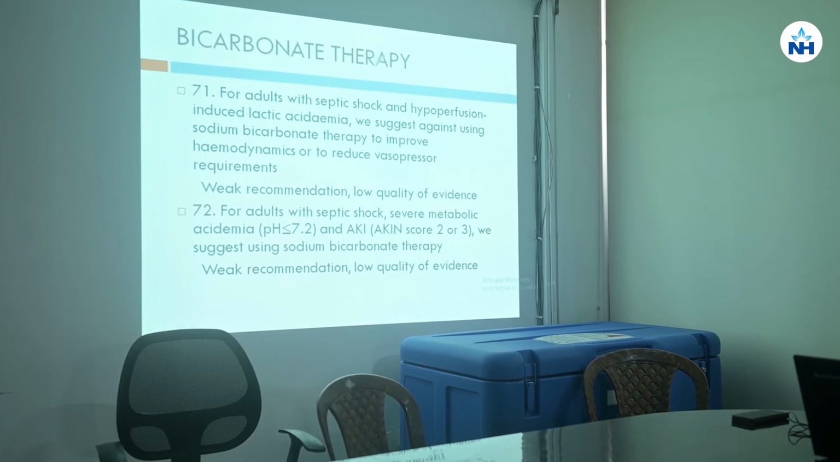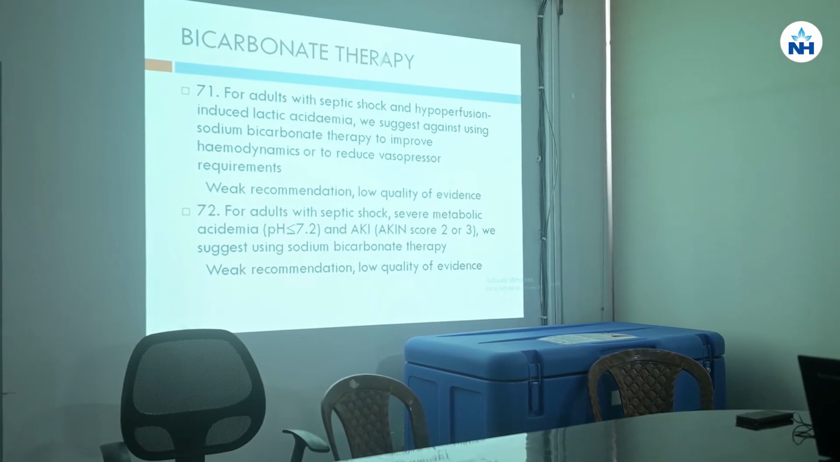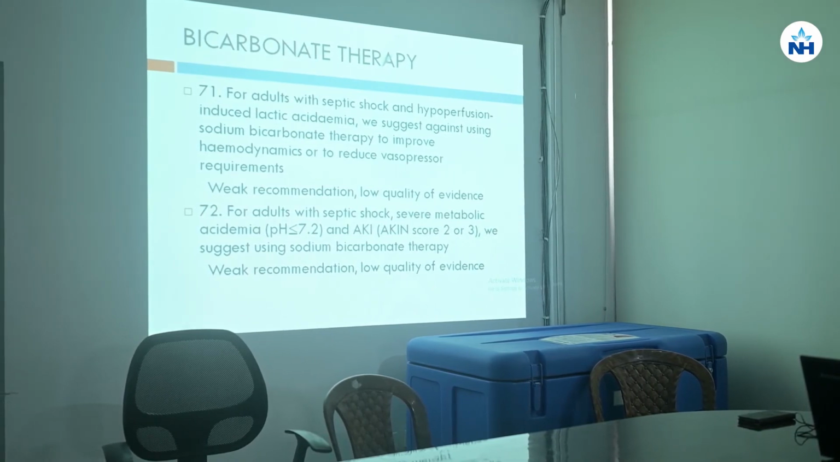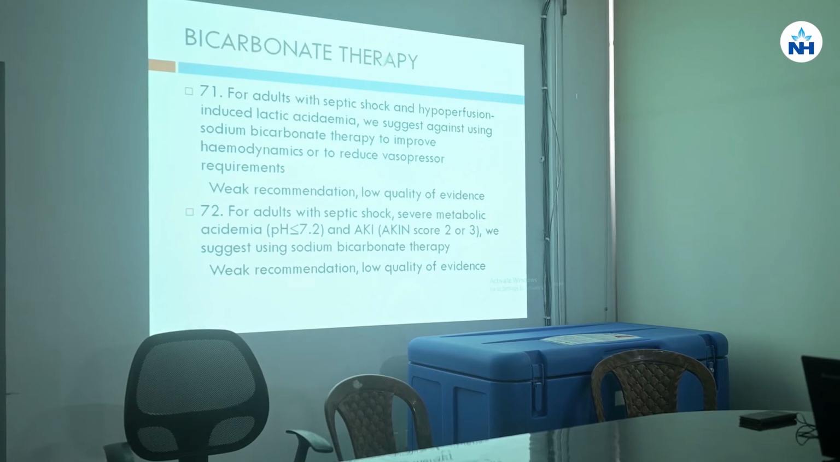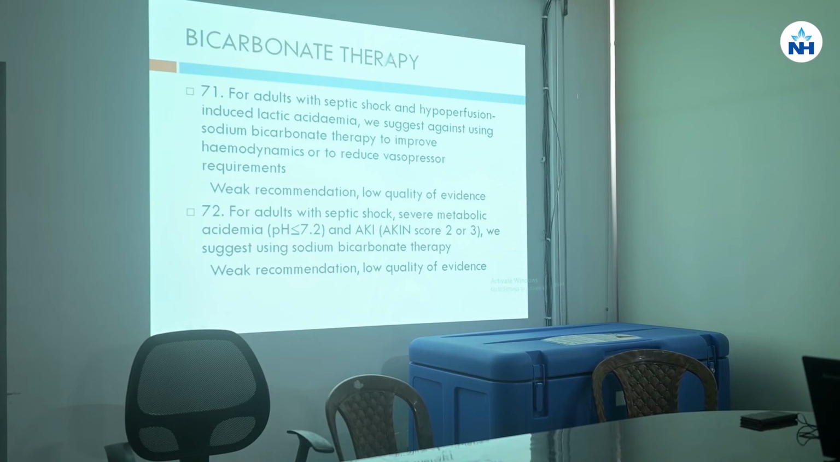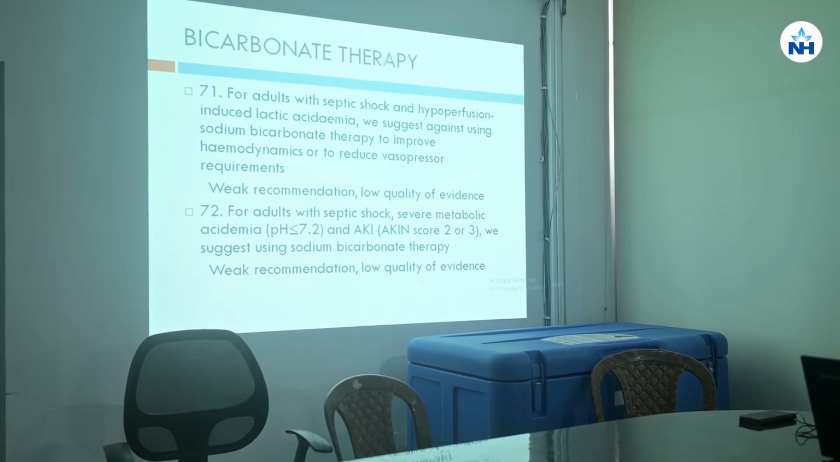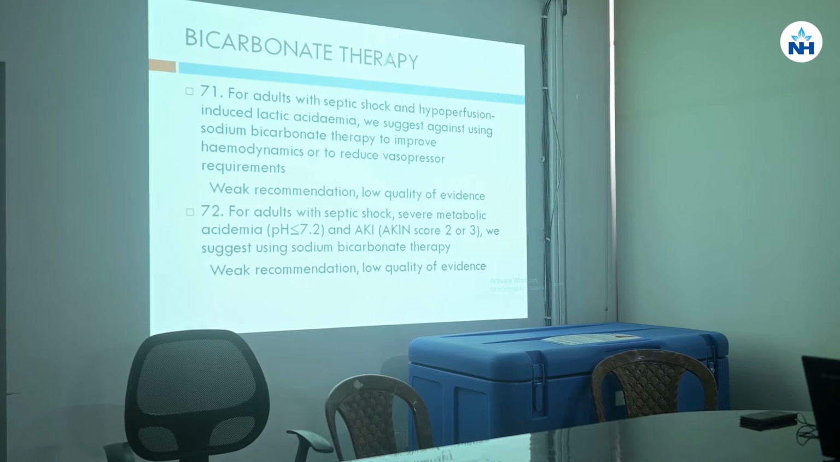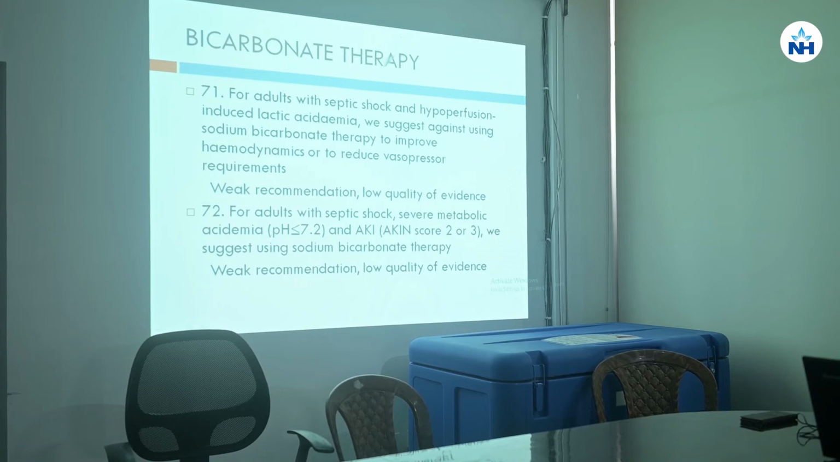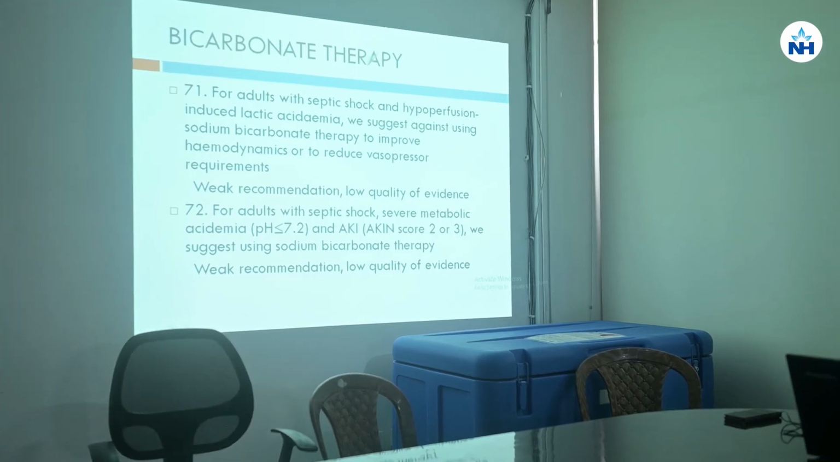Bicarbonate therapy: for adults with septic shock and hypoperfusion-induced lactic acidemia, we suggest against using sodium bicarbonate therapy to improve hemodynamics or reduce vasopressor requirement. Weak recommendation, low quality of evidence. For adults with septic shock and severe metabolic acidemia, pH less than 7.2 and AKIN score 2 to 3, we suggest using sodium bicarbonate therapy. Weak recommendation, low quality of evidence.